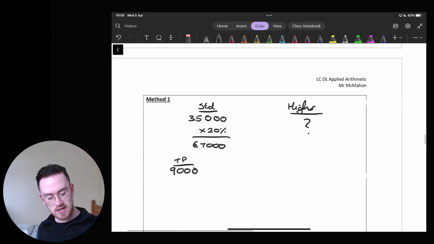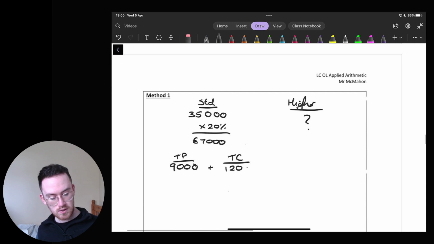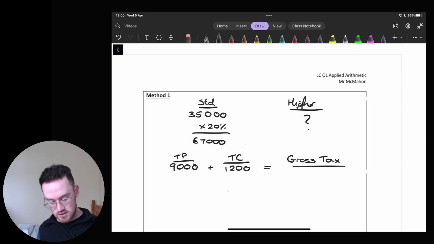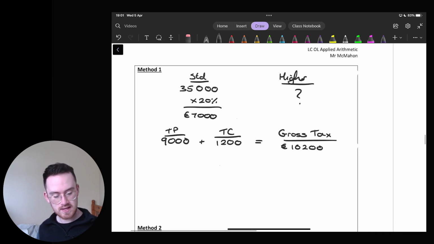And her tax payable comes from her taking her gross tax and then taking away the tax credits. So if we take her tax payable and add the tax credits back on, so our tax credits here were 1,200, we will get her actual gross tax. Because again, we're working our way backwards. So taking my 9,000, adding on that 1,200, I get 10,200, and that is her gross tax. That's the total tax that she pays.